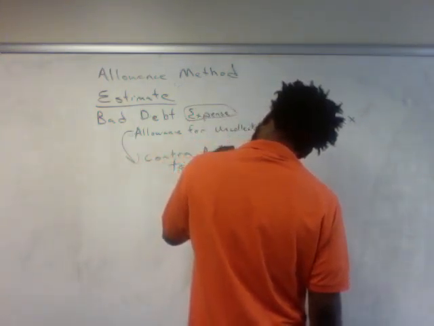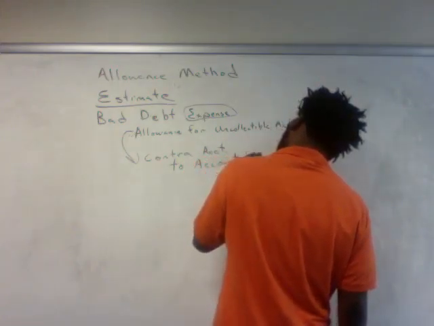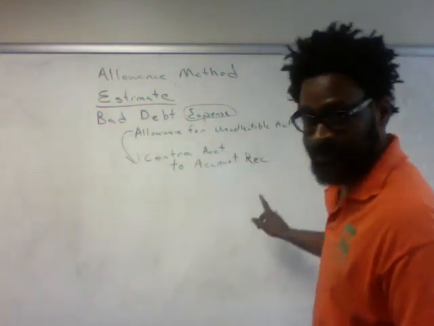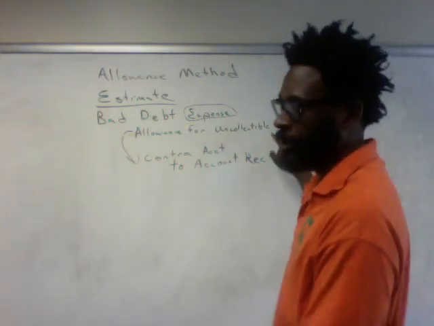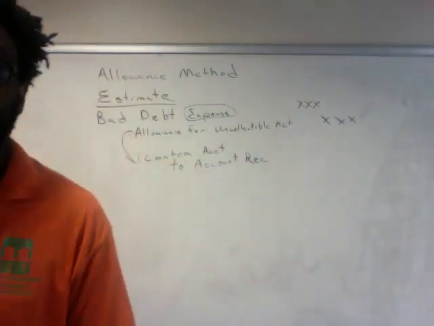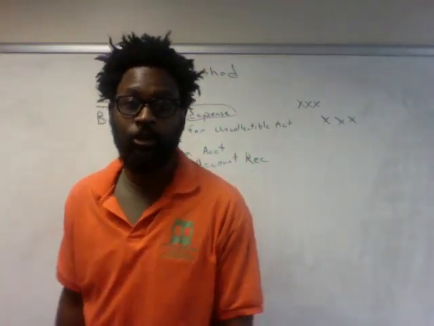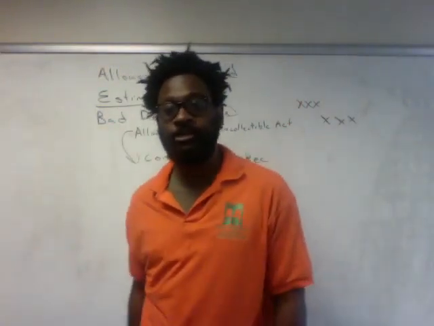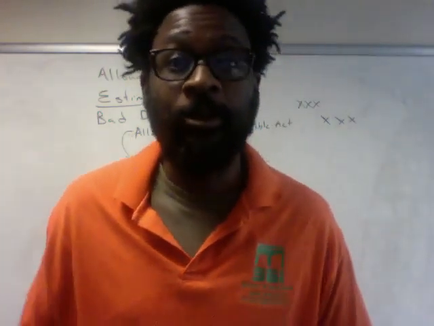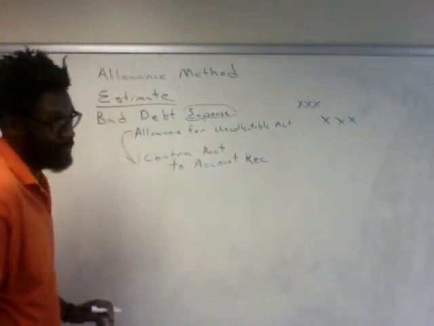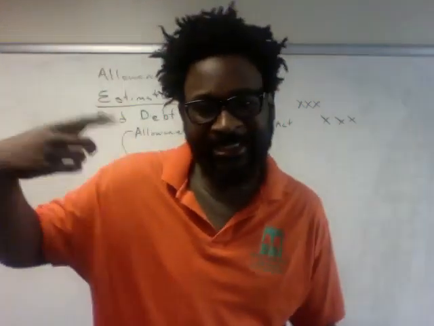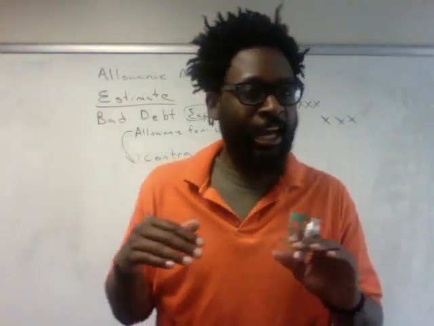And we already know that these contra accounts follow the account that they're affecting. So we realize that this contra account is going to be on which financial statement? The balance sheet. And where is it going to go? Right underneath accounts receivable. And what is it going to do? Subtract it. Okay? So this is your estimate. Now once you estimate and you put that on the books, everything is cool.